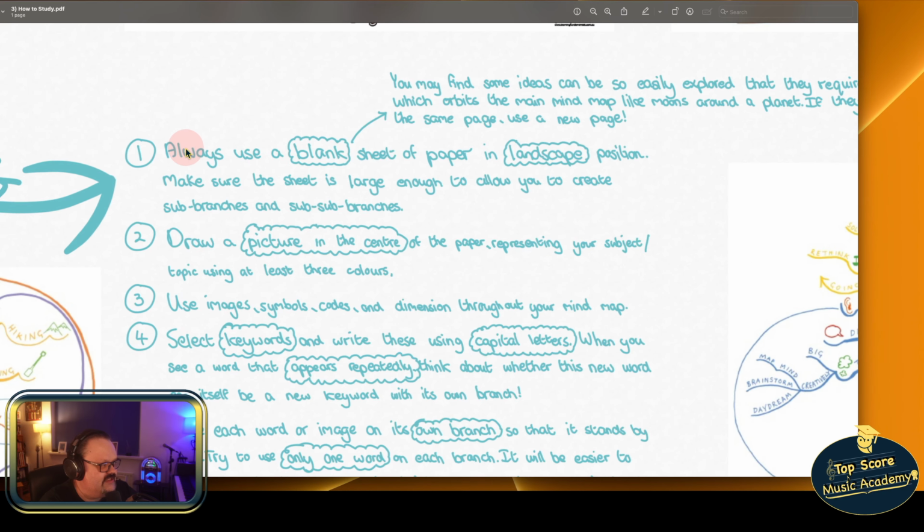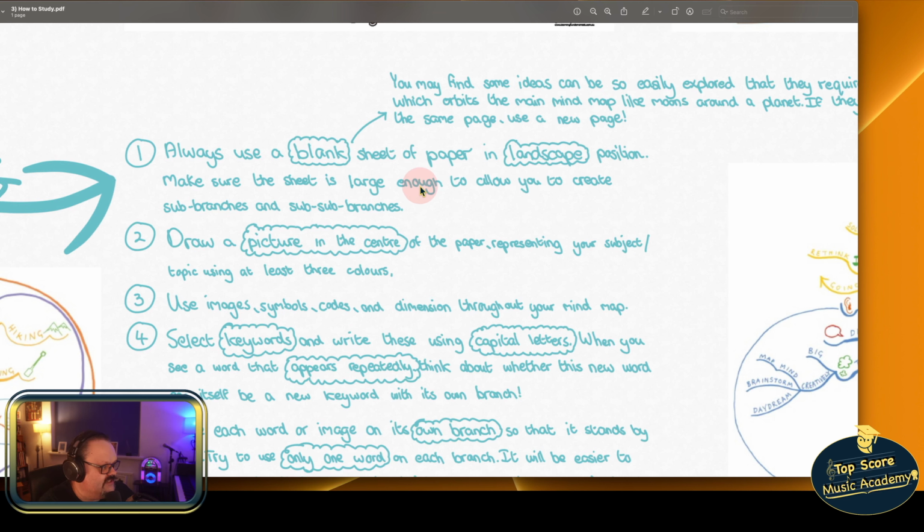Okay, so the first thing is use a blank sheet of paper in landscape. Don't use A4 paper that's lined, the traditional way of taking notes. You need to get out of that and just avoid it. If you are finding it difficult to find a blank sheet of paper, the best paper that you may have lying around in the house is just printer paper. And then obviously just turn it into landscape position.